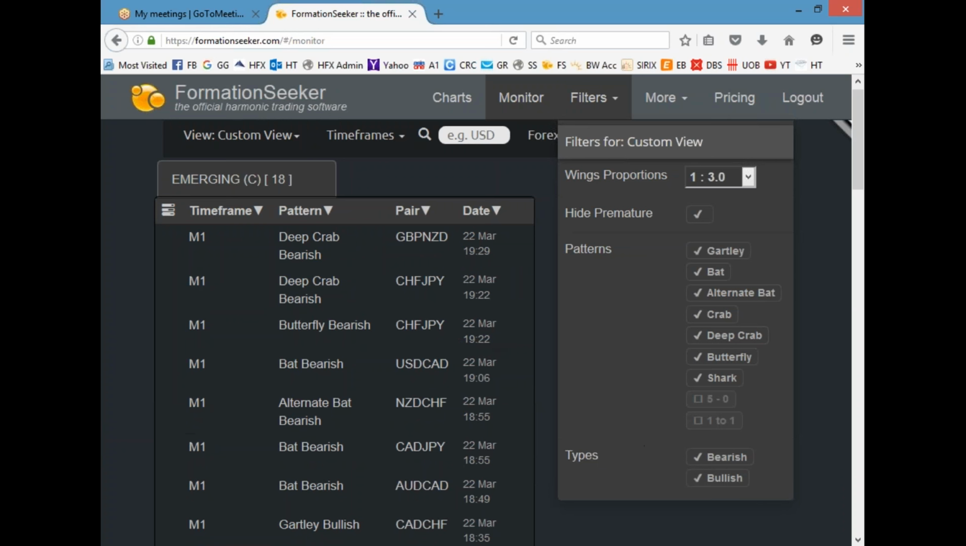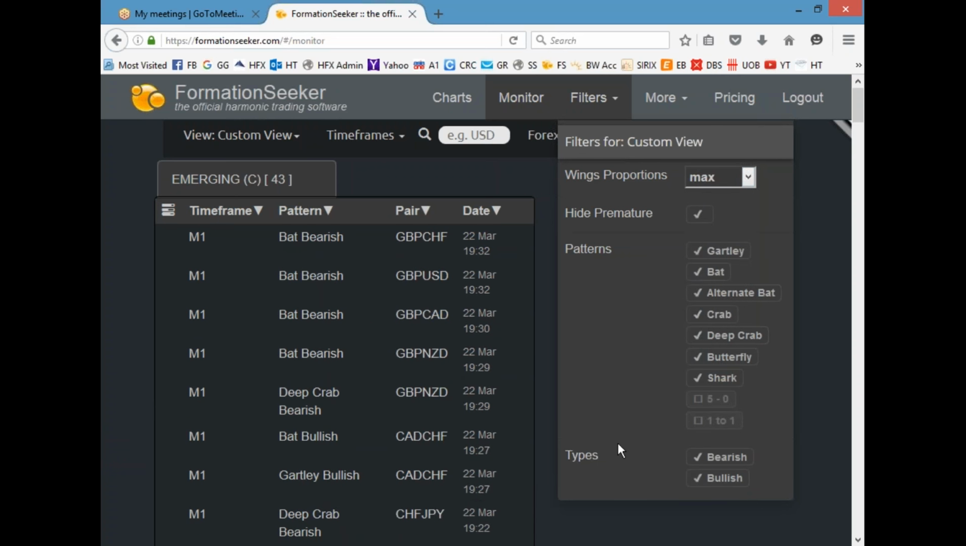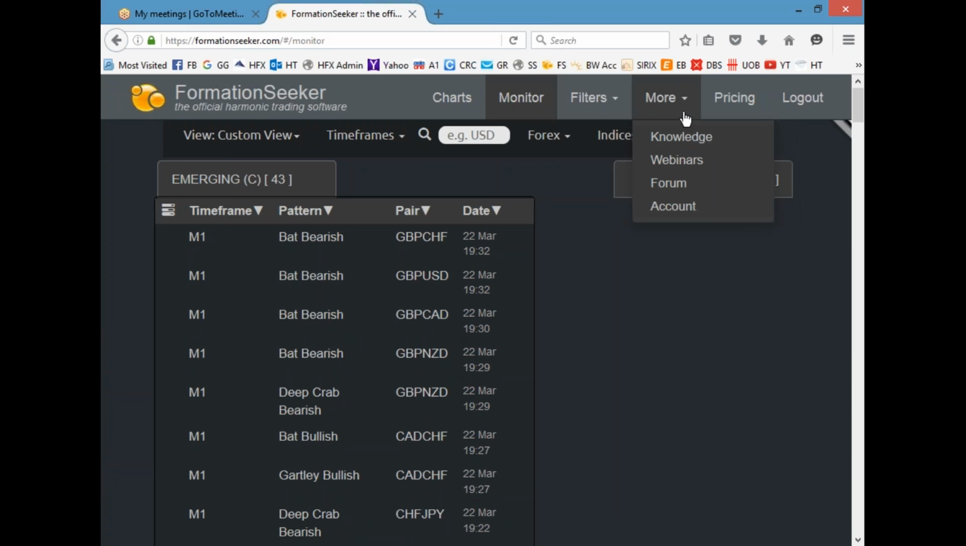Wings proportions is how big you want your pattern to be. It's the ratio between the first part of the pattern and the second part of the pattern. Generally I will set it to maximum, which means there is no bias towards how big the second part of the pattern can be. Now let me go under more.